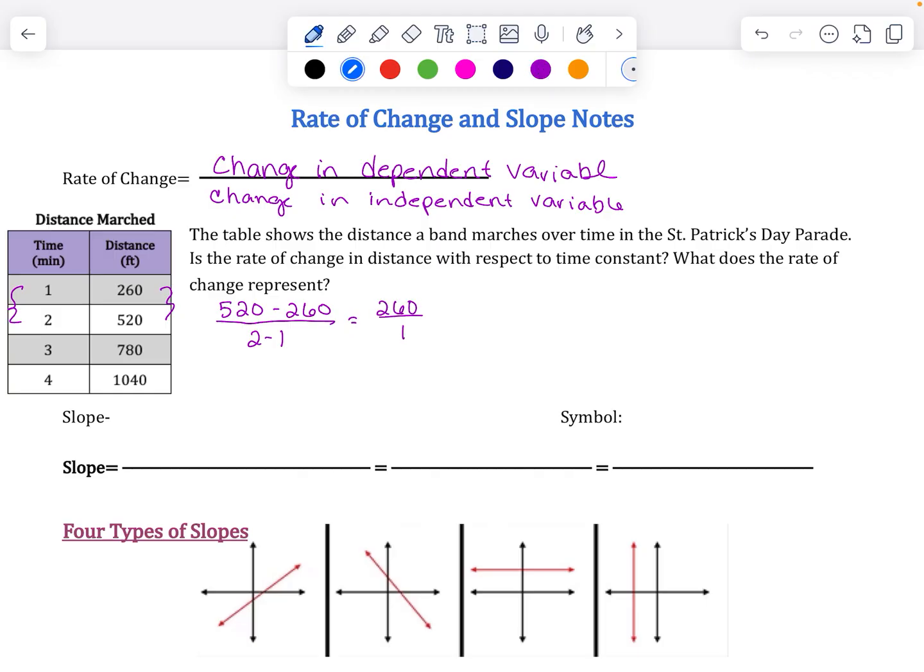Now let's look at the change from minute 2 to minute 3. So we'd have 780 minus 520 over 3 minus 2. So that's going to equal 260 over 1. And then the third one, from minute 3 to minute 4, is going to be 1040 minus 780 over 4 minus 3.